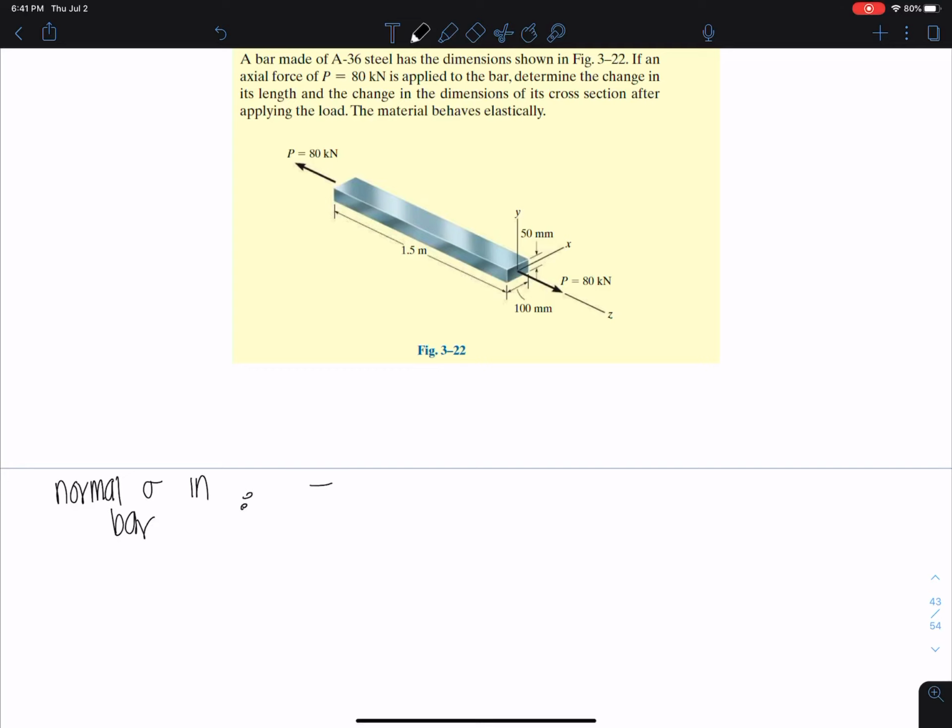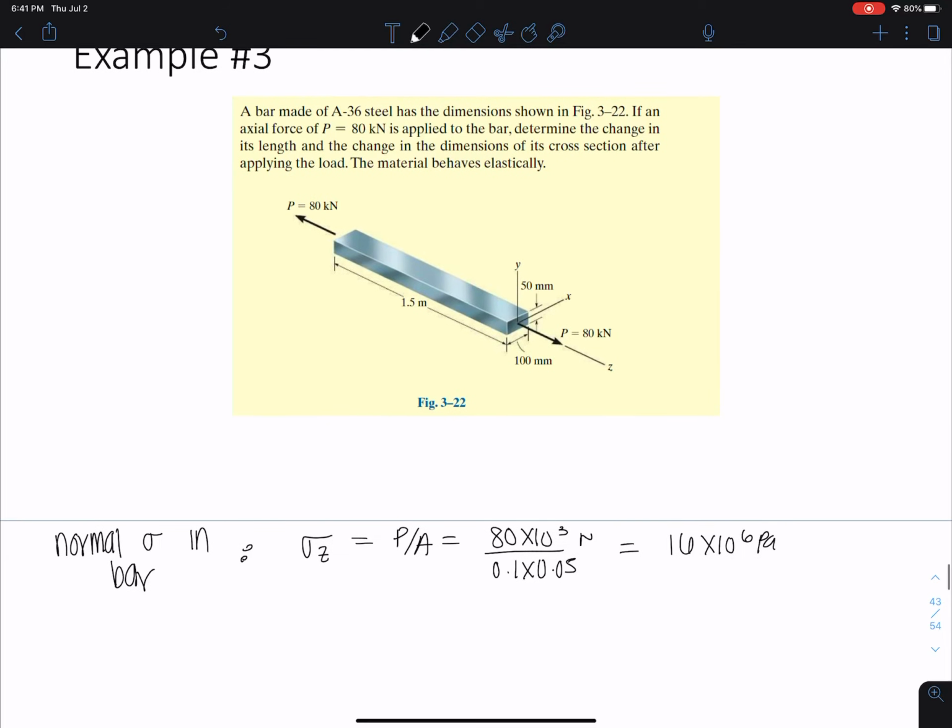And we can take sigma z, force divided by area, and they're telling us that it's 80, so I'm going to put this in newtons, divided by 0.1 times 0.05, the cross section, and we get 16 times 10 to the 6 pascals. Now you'll have to get Poisson's ratio from the table in your book, but I'll just give it to you. I won't make you ever find that.